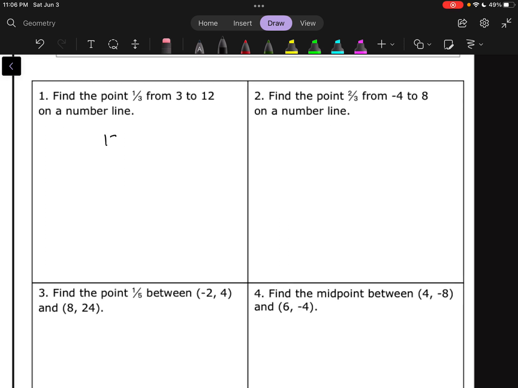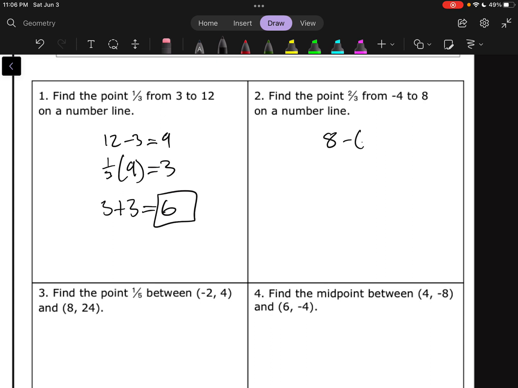Okay, so this should have been 12 minus 3 to get 9. 1/3 of 9 is 3. 3 plus 3 is 6. 2/3 from -4 to 8. 8 minus -4 is 12. 2/3 of 12 is 8. -4 plus 8 is 4.